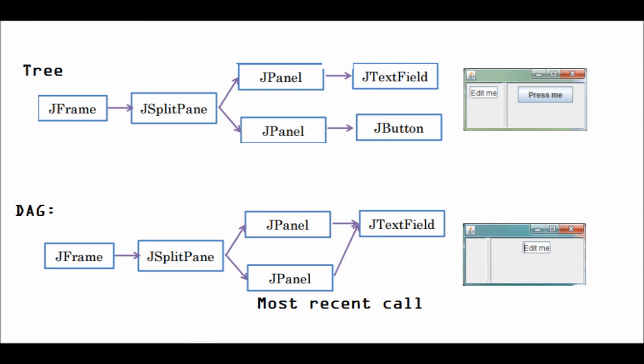Now, how do we figure that? Well, the right panel must have been the most recent call, and so it gets to be the parent of text field, and therefore the left panel doesn't get it anymore, and so that's how we figure that.